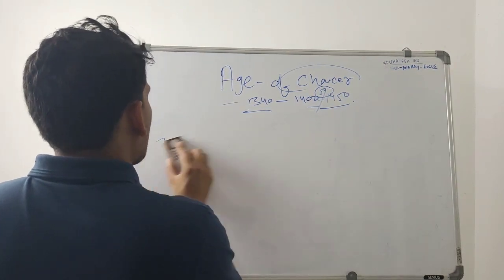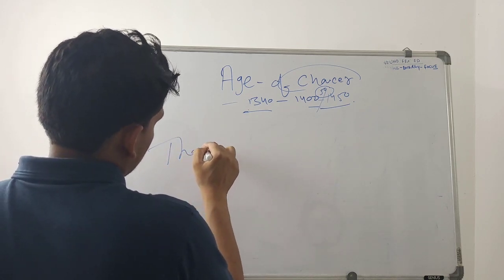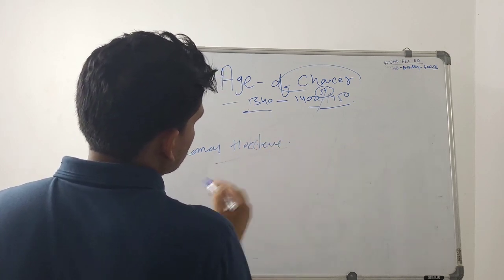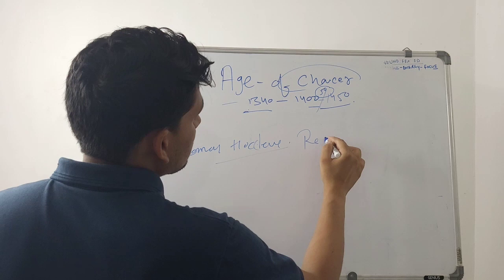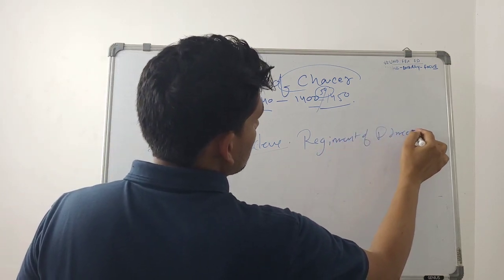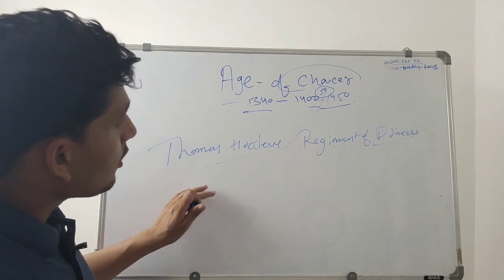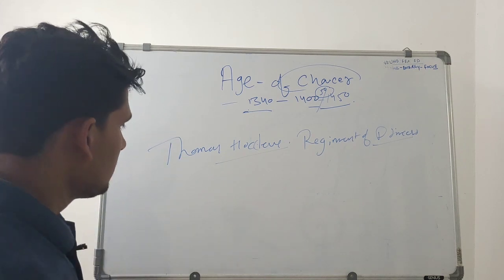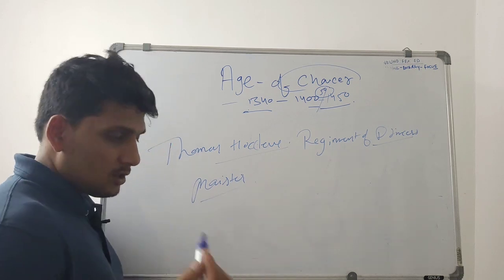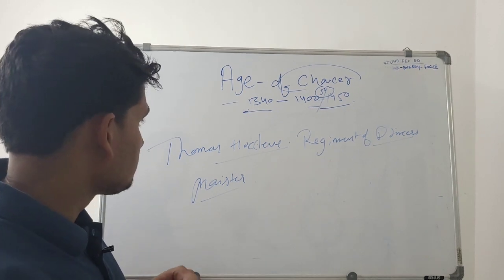Then we have another writer, Thomas Hockleve. I hope the spelling is right. He wrote the Regiment of Princes, a famous work that he has written, and he called Chaucer his master. M-A-I-S-T-E-R, master. He paid tribute in his work to Chaucer.